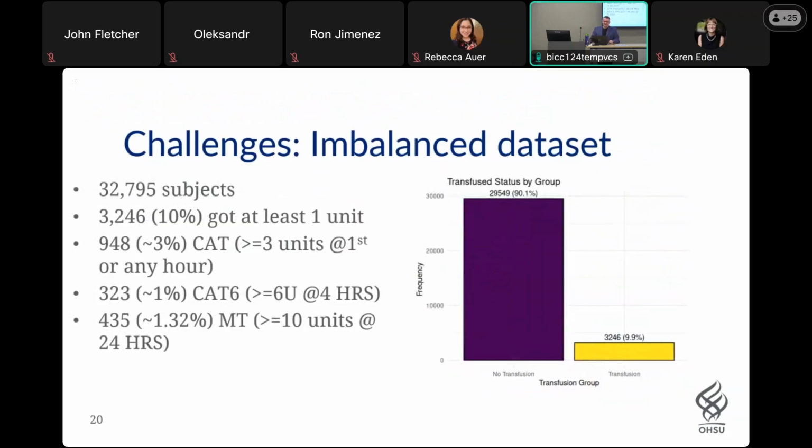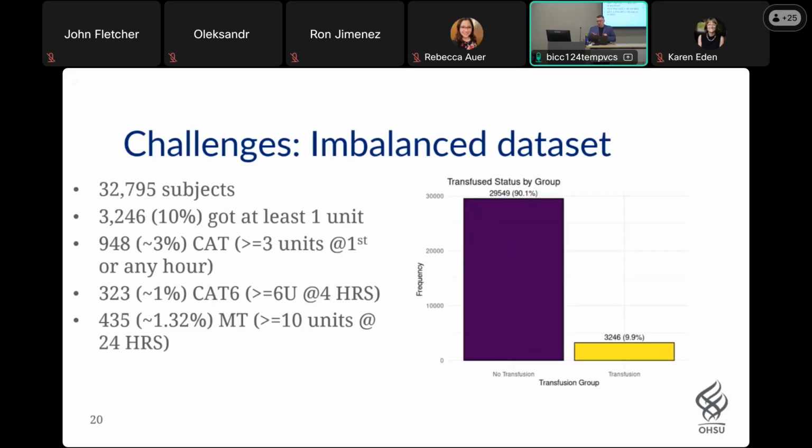The challenges, I got the data set and it was imbalanced. Now, the reason I care about whether the data set is balanced or imbalanced is because the machine learning tools, we created them in our own image. They are not stupid, they're a little bit lazy. So my interest was to predict massive transfusion protocol, and as you can see, it's 1.32% of all patient population.